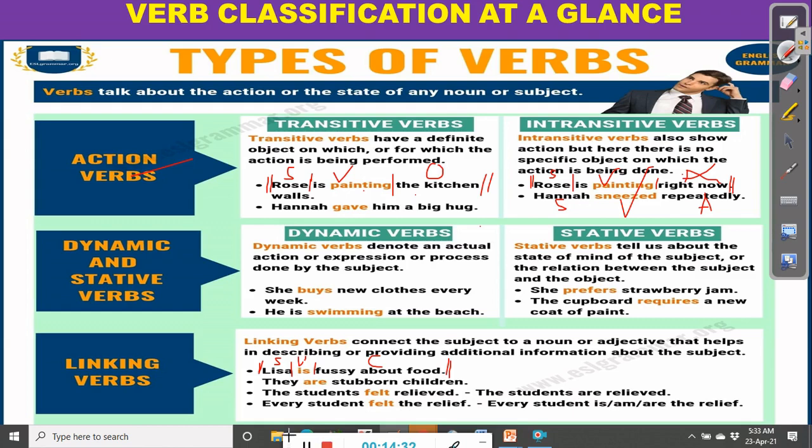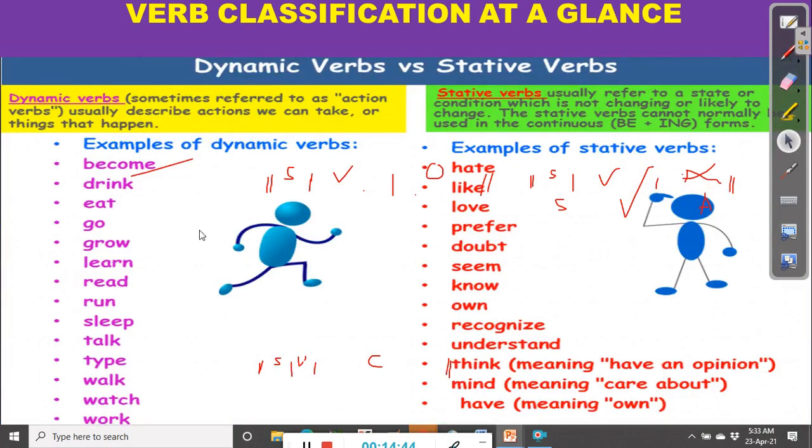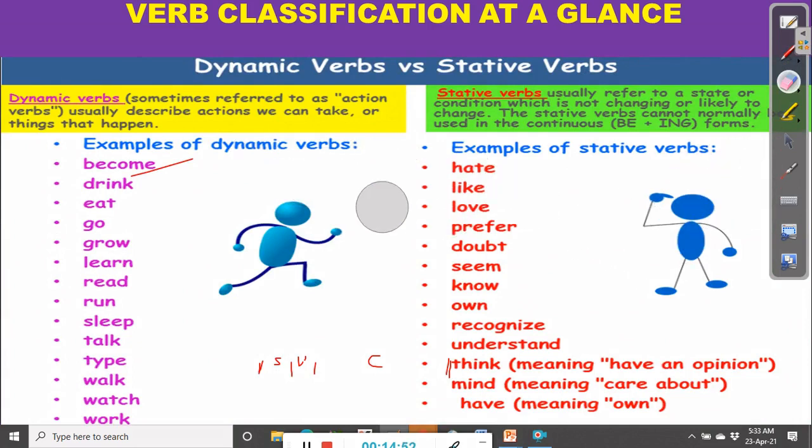Okay, so now these are the classifications of verbs in broad terms. So let's take a look at the classification of verbs in terms of the dynamic and the stative, and then let's specifically look at the differences. All right, dynamic verbs versus static verbs, stative verbs.